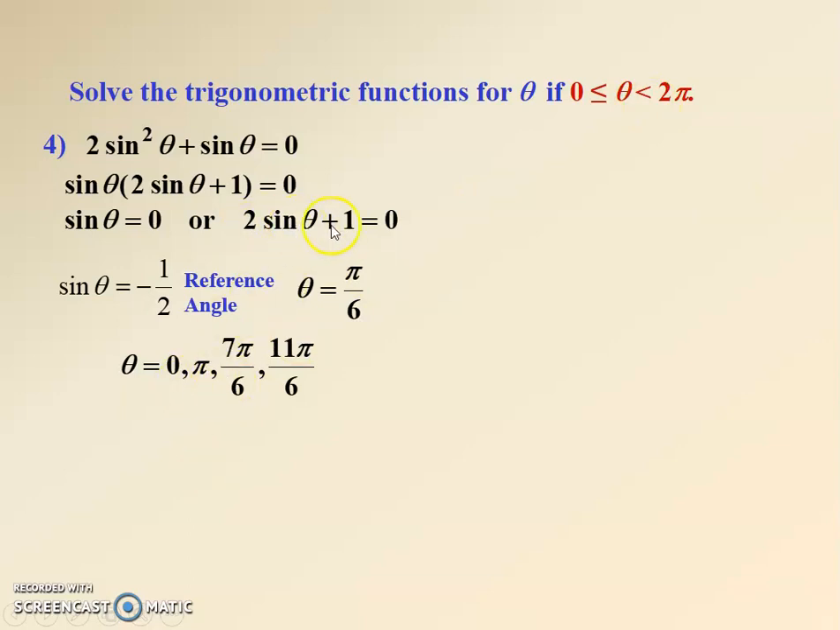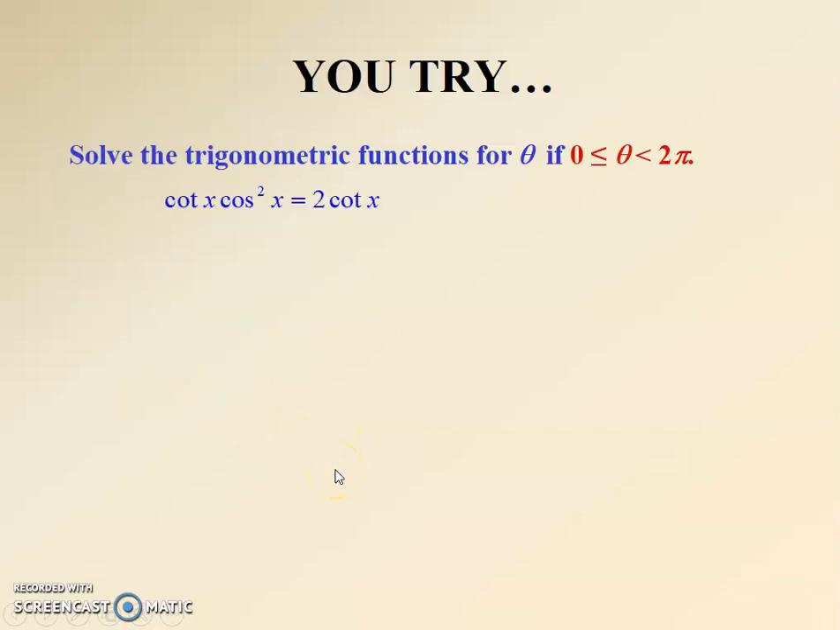And then for the second one, sine of theta equal to -1/2. The reference angle is pi over 6, but we want it to be in the third and fourth quadrants, so our two answers are 7 pi over 6 and 11 pi over 6. And this problem is now done. You can pause the video and try this one yourself. I'm going to go ahead and move on from it since the answer is here.